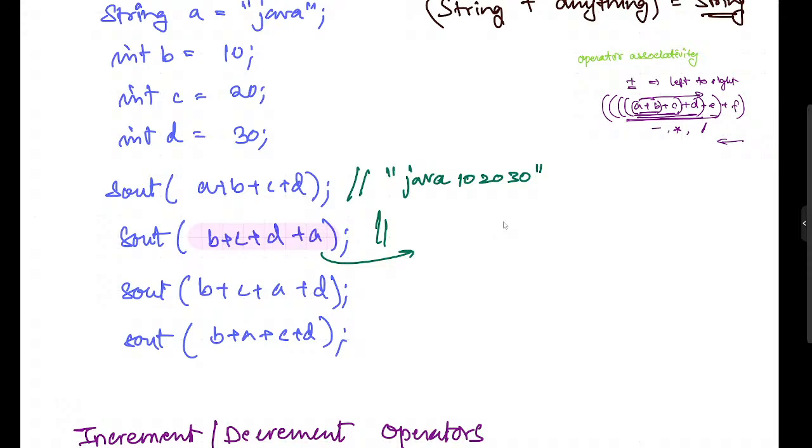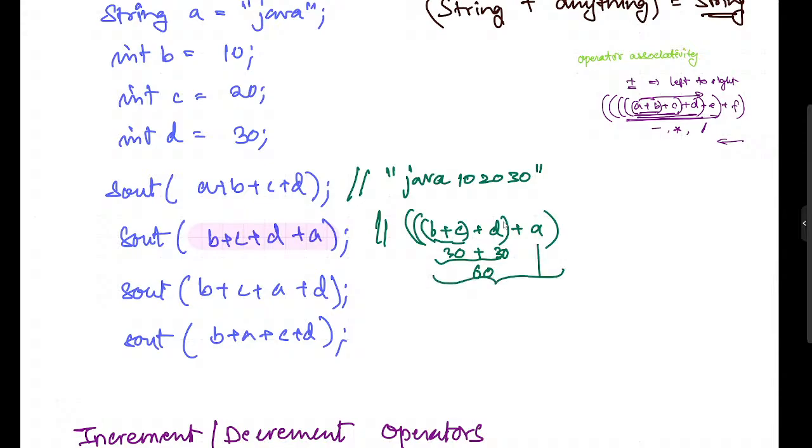Okay, cool. Whenever we do b plus c plus d plus a, b plus c plus d will happen first. So b plus c will happen, then b plus c plus d, and then the plus a. The answer for this will be 10 plus 20, 30, and then 30 plus 30, 60. So 60 is now being attached to Java. The answer would be 60 Java. You can try it in your compilers.